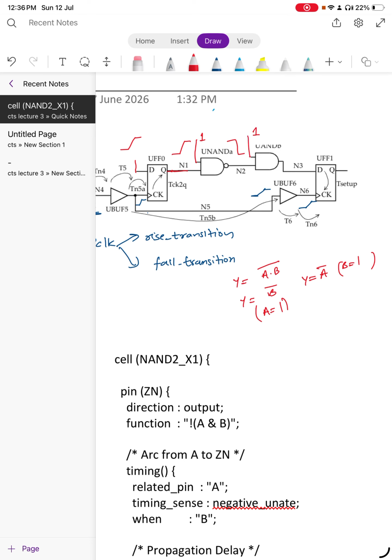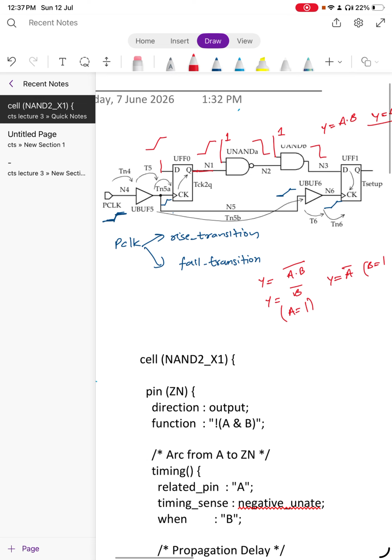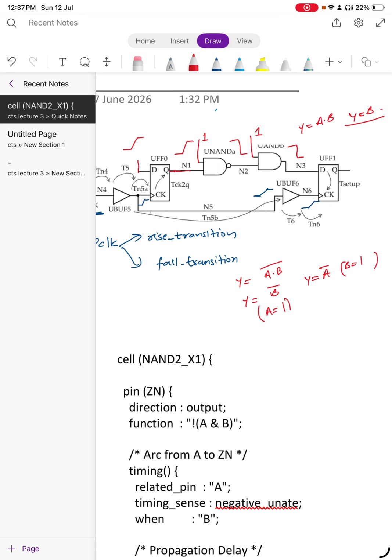We also consider this is an AND gate. So if we consider the 1 over here, because this is an AND gate, Y is equal to A dot B. So if any input is 1, then Y is equal to the other input. It acts as a buffer, correct? So if it acts as a buffer, it will have a fall transition over here. It will have fall transition over here. So this is how the transitions are seen.